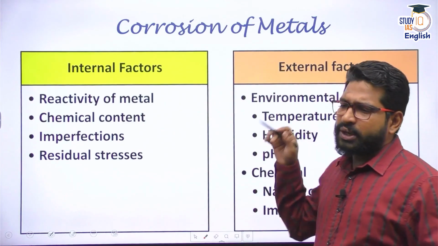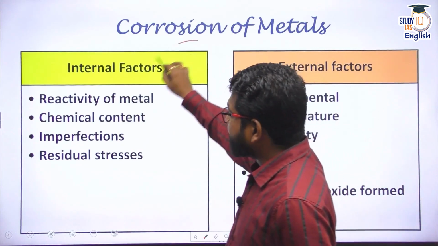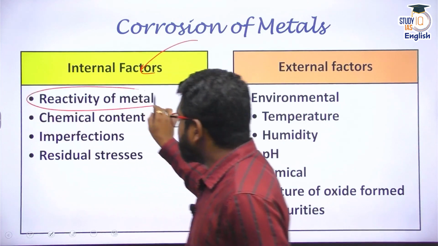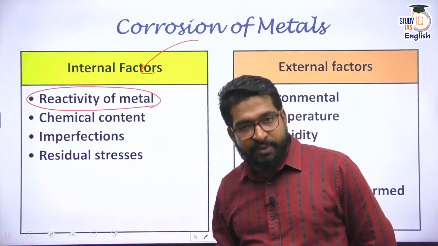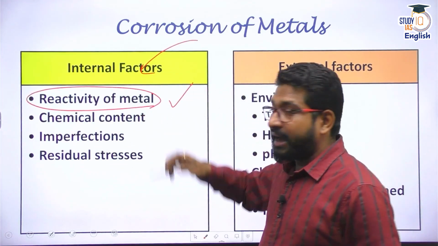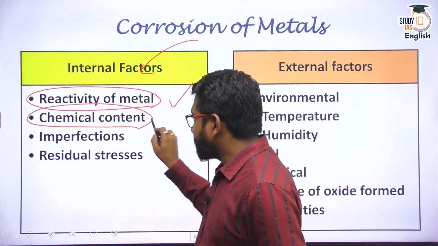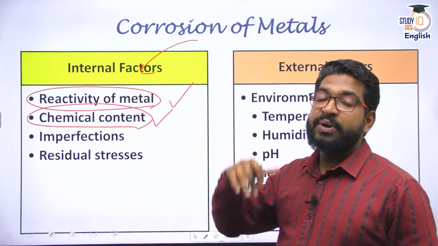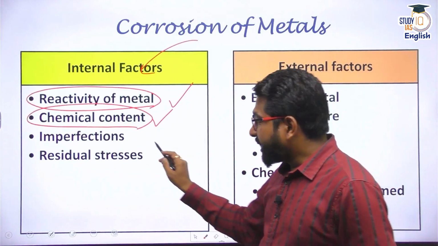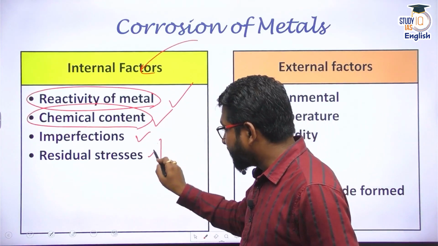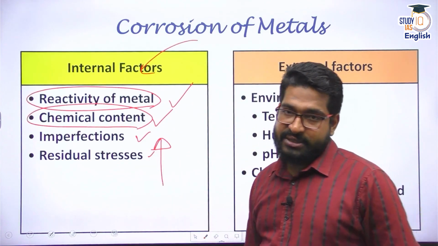See, I told you corrosion depends on internal factors like reactivity of the metal. If the metal has high reactivity, there are higher chances of corrosion. If there is some chemical content or some sort of chemical impurities in it, there would be higher corrosion. If there are imperfections and residual stresses in it, corrosion would be higher in such cases.